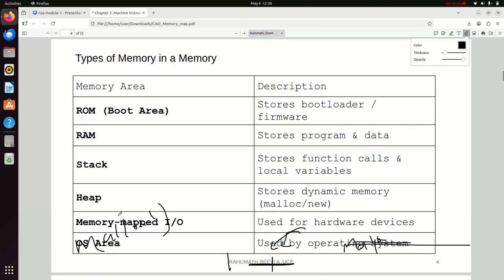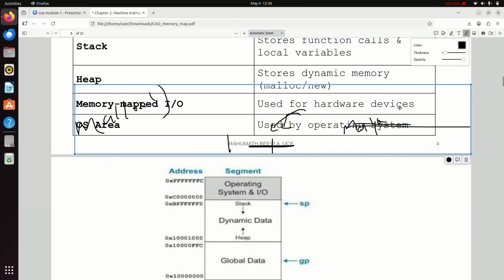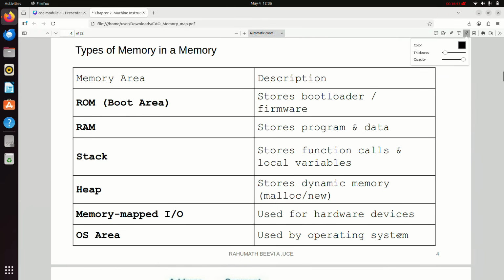Okay, then I have to discuss this part, right? I didn't discuss this part, so I have this part to discuss. There are different types of memory present in the memory itself: ROM, RAM, stack, heap, memory mapped IO, and OS area.